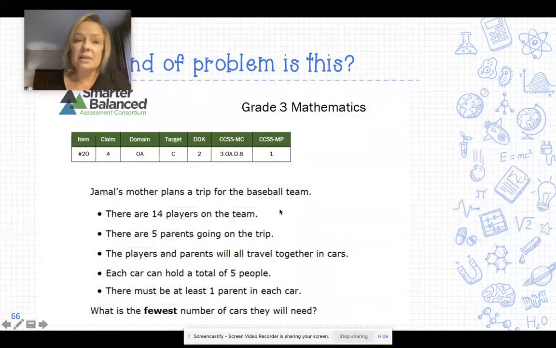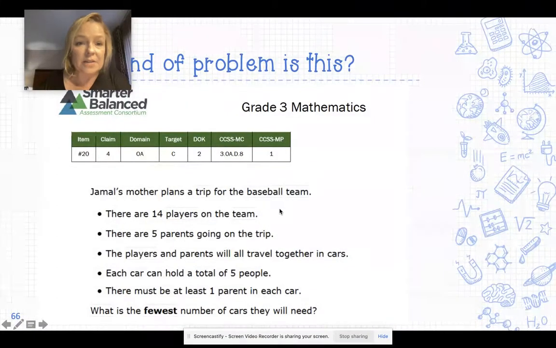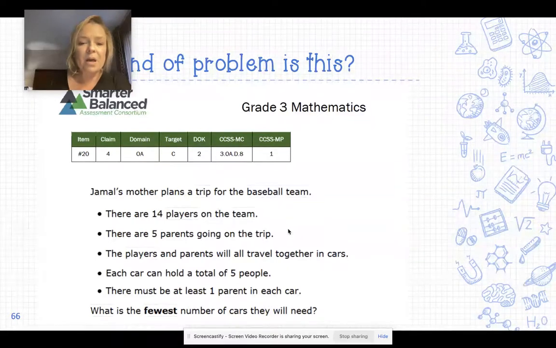All right. This also comes up in the context of the Smarter Balanced Assessment Consortium's SBAC assessment. So this is lifted right out of the sample items. Jamal's mother plans a trip for the baseball team. There are 14 players on the team. 5 parents are going on a trip. The players and parents will all travel together. Each car holds a total of 5 people. There must be at least one parent in each car. What is the fewest number of cars they need? Measurement division.